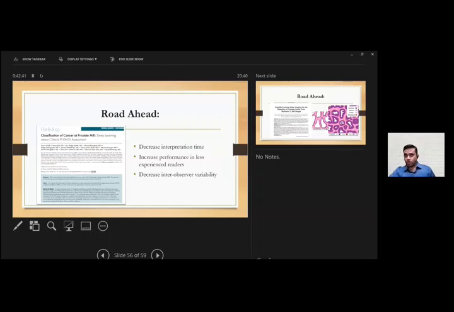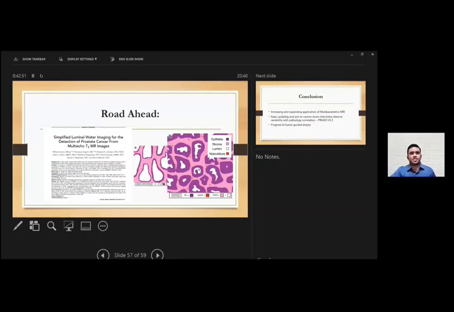However, AI would obviously help in increasing the performance of less experienced readers and also in decreasing inter-observer variability. Another sequence that I came across is the simplified luminal water imaging technique, which is a heavily T2 weighted multi-echo sequence that will detect the quantity of water within the peripheral zone.